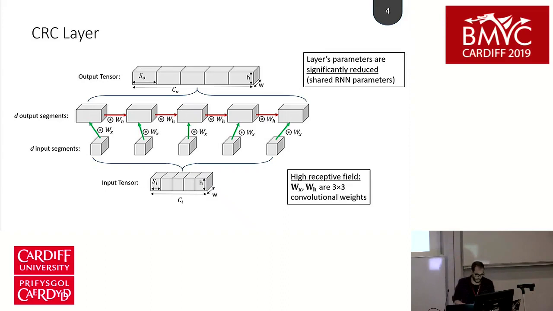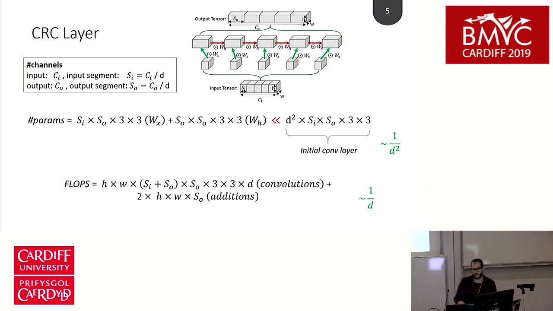As a result of this RNN formulation, we have a reduction in the parameters, since they are shared between each step, and also, contrary to the classical RNN, the shared weights are 3x3 convolutional weights. So, about complexity, the number of the layer parameters equals the number of the parameters of the shared weight, which reduces the parameters by a factor of d squared, while the number of flops is reduced by a factor of d, because it's very similar to a grouped convolution, if you see the figure.